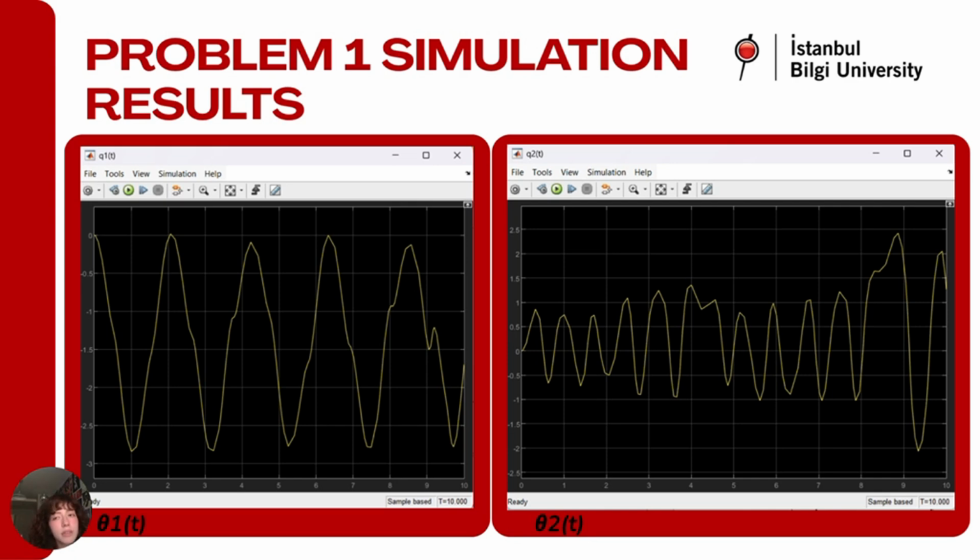And here we can see the joint angle responses, theta 1 and theta 2 during the open loop simulation. These graphs show how each joint moves when constant torques are applied. Since there is no feedback controller in this part, the joints are not tracking a desired reference. They only respond naturally to the applied torques, gravity, and nonlinear dynamics of the robot. So these results complete problem 1 by showing the motion in joint space.